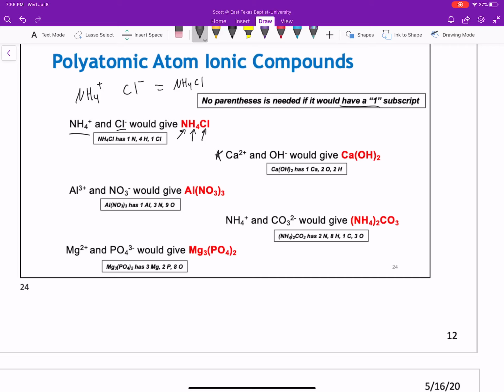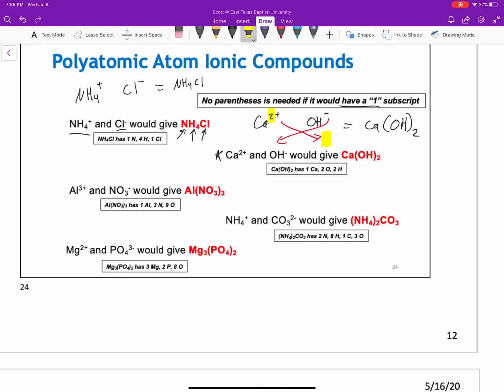Right here is a second example, Ca2+ and the OH-. We're going to bring the 2 right there, the minus 1 right there, which would give you Ca, and then OH, that entire unit, in 2 of those. Okay, I got that because that 2 got put right there.